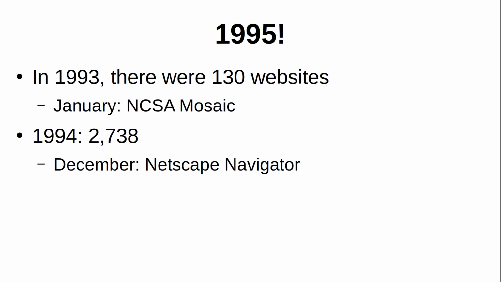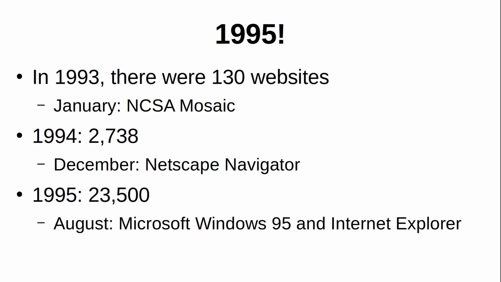And that's really when things started taking off, because that was being targeted for home PCs and business PCs and Macs, so that then your personal computer would have a graphical web browser. And boy, oh boy, did that really start taking off. By 95, it was jumping up to over 23,000 websites.